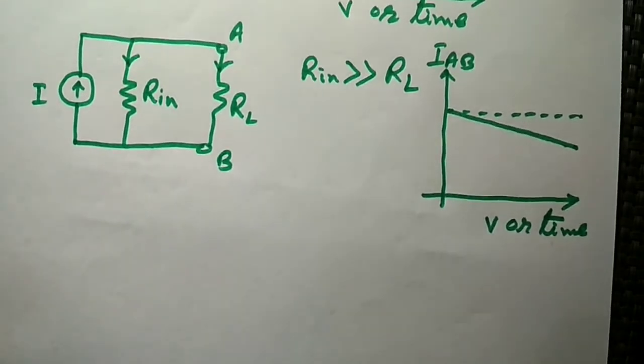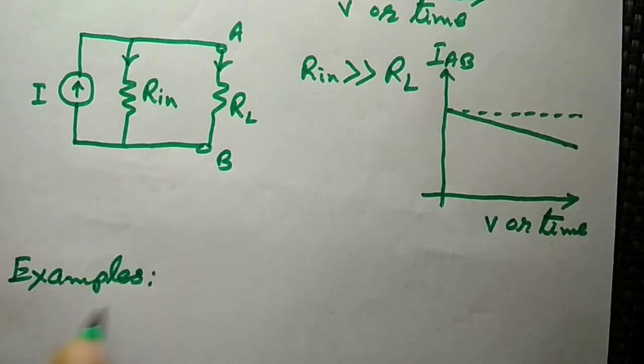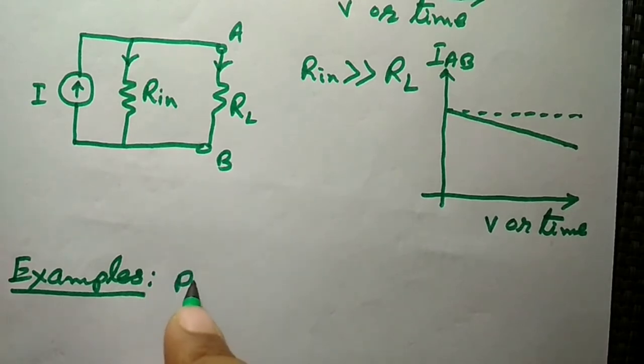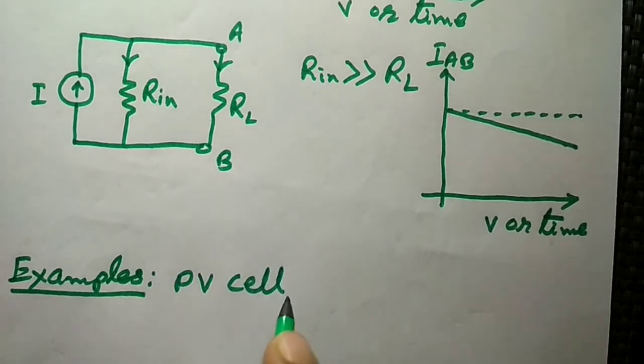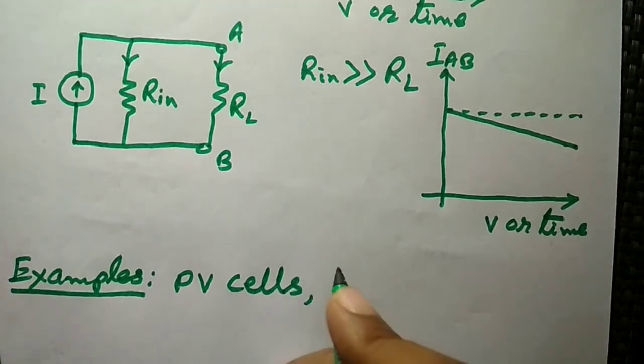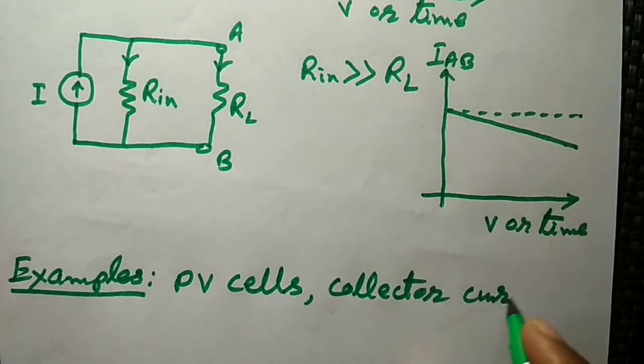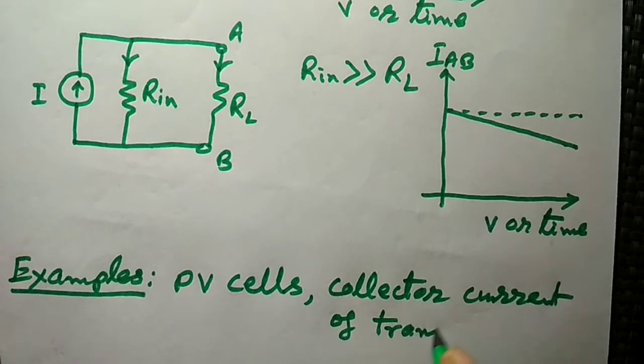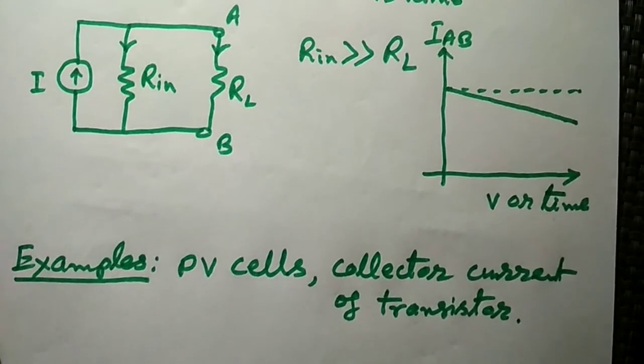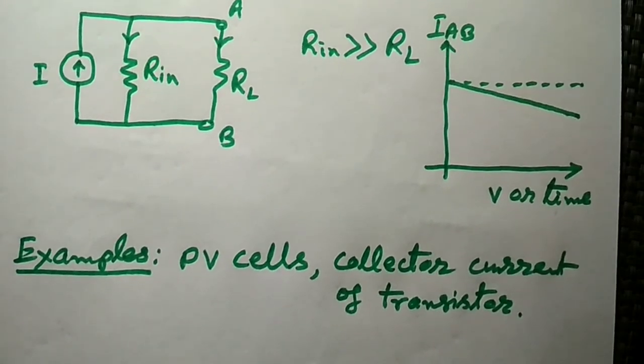There are some examples of the current source. It is the photovoltaic cell or PV cell. We can also call it a solar cell. And also the collector current of a transistor. So these are examples of the current source.